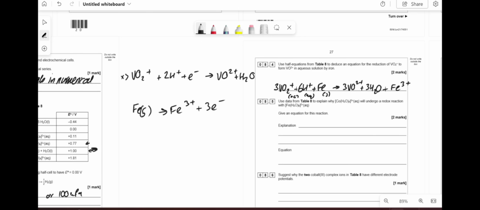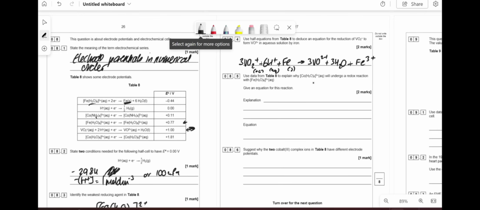Not worth the stress. Use data from table 8 to explain why Co(H2O)6 3+ aqueous will undergo a redox reaction with Fe(H2O)6 2+, and give an equation for this reaction. Let's pick out what we're looking at here. Co, so it's this one here, and this is undergoing a redox reaction, so it's this. And Fe(H2O)6 2+, which is this. So why does it happen? Well, the EMF of Co3+/Co2+ is greater than Fe3+/Fe2+. So one of them is able to get oxidized and one of them is able to get reduced.